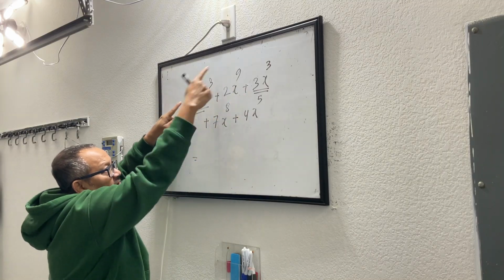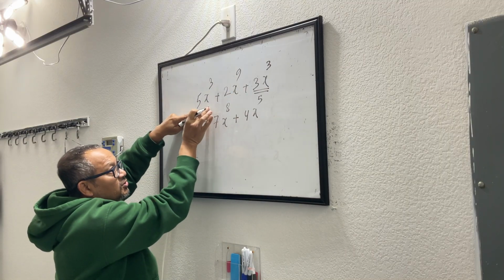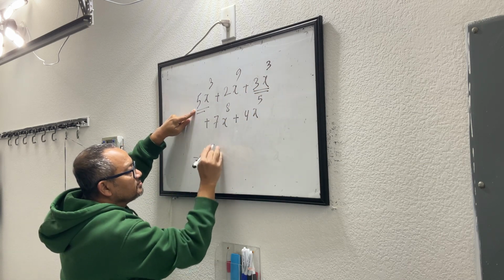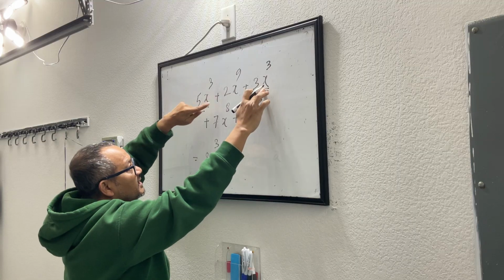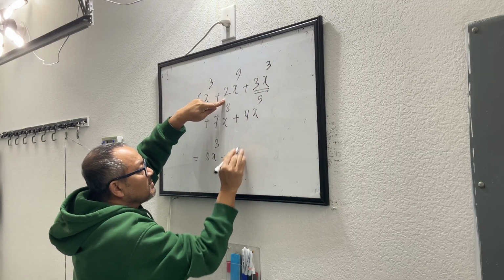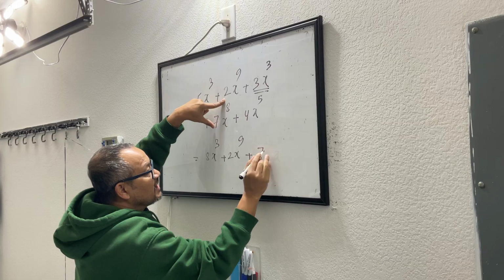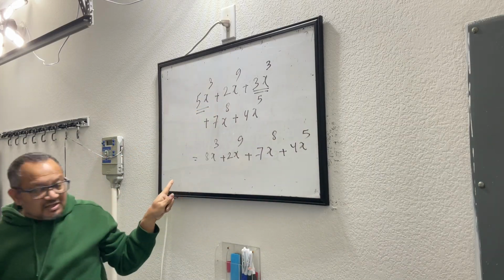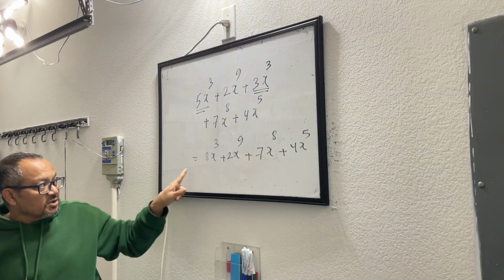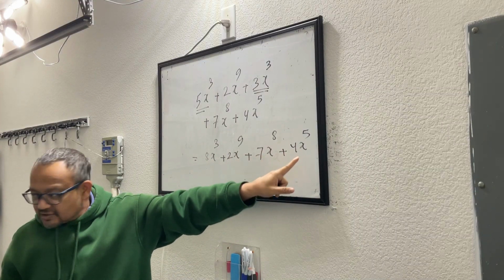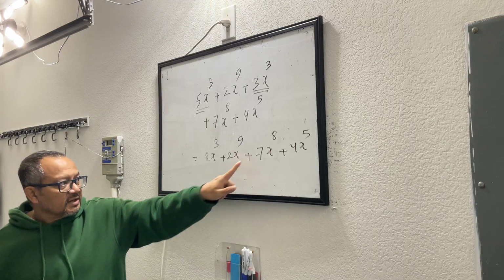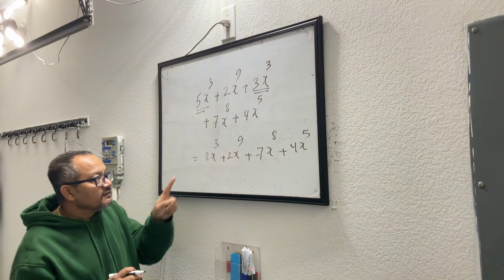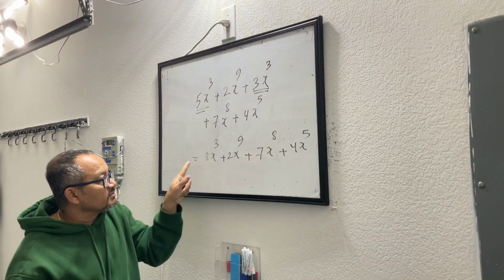So, as a result, this whole thing will become 5x cube plus 3x cube. 5 plus 3, 8x cube. These two are taken care of. Then plus 2x to the power 9 plus 7x to the power 8 plus 4x to the power 5. All these terms are very different from each other because though they have the same base, there is no way you can put them together. They have different powers. At best, what you can do is ask what is common among all of them?